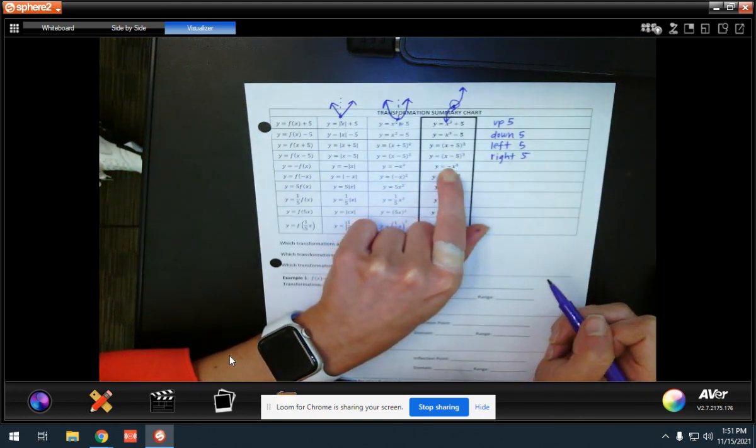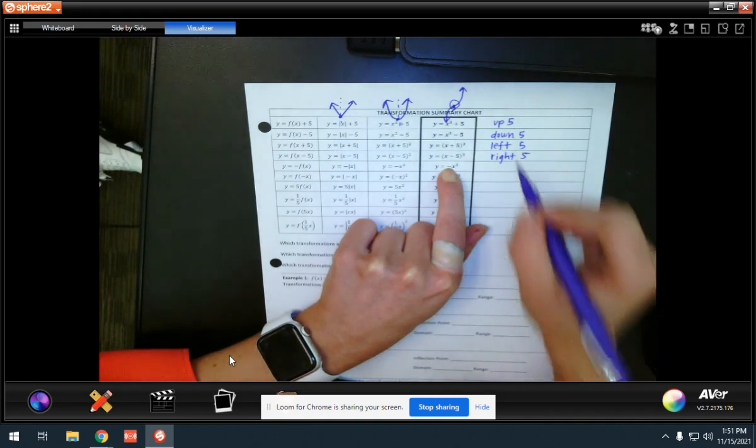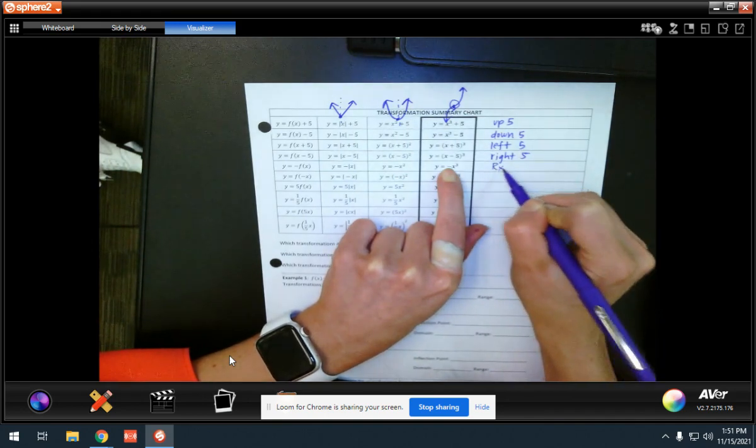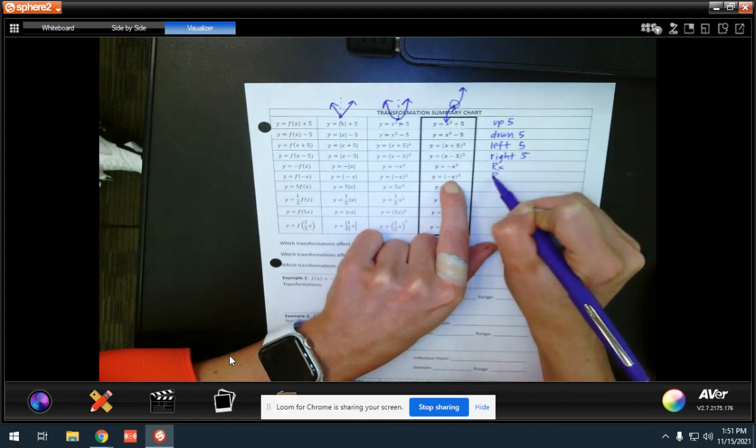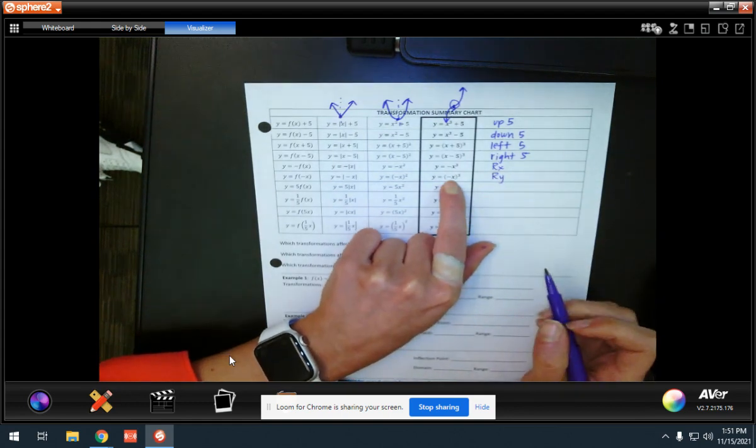Okay, there's no parentheses here, so it's automatically outside, so that's our x. And then it jumps inside, so that is our y, reflection across the y-axis.